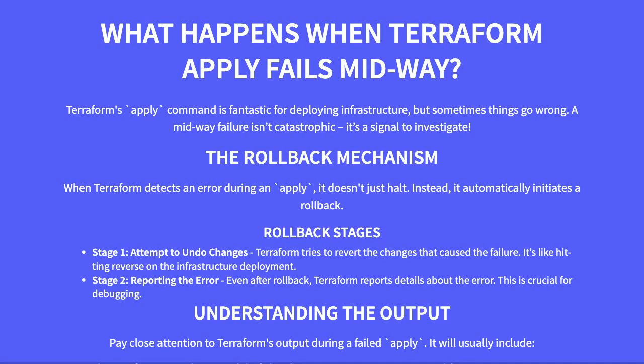Okay, so Terraform's apply command is your go-to for building out infrastructure, but sometimes things don't go smoothly. If a midway failure occurs during an apply, don't panic. Terraform has built-in safety features. It automatically tries to undo the changes that caused the problem, essentially hitting reverse on your deployment. Even after it rolls back, you need to pay attention to the output because it'll tell you exactly what went wrong and which resource was causing issues. Think of it as a helpful debugging tool. Terraform provides details like the failing resource, the specific error message, and a list of the resources that were successfully applied before the problem arose.